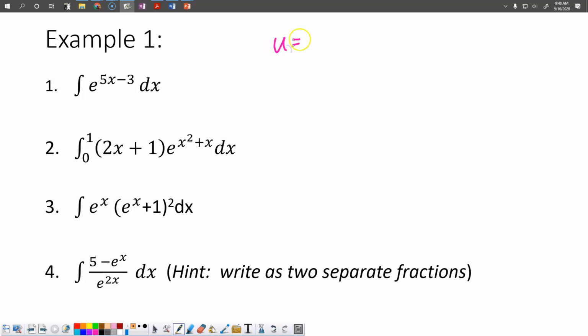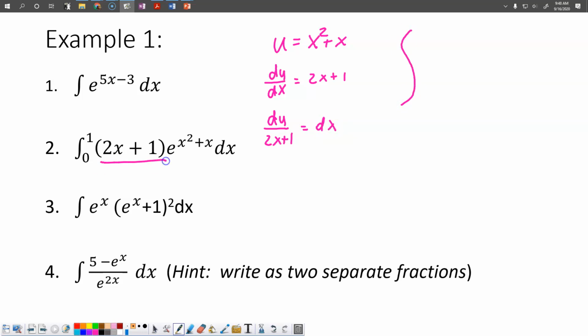But here we go. We have u is equal to x squared plus x. The derivative of u with respect to x is going to be 2x plus 1. And we get the dx by itself. Let's do our u substitution. So we have 2x plus 1. We have e to the u. And then we're going to replace dx with du over 2x plus 1. And once again, nicely, those things end up canceling.